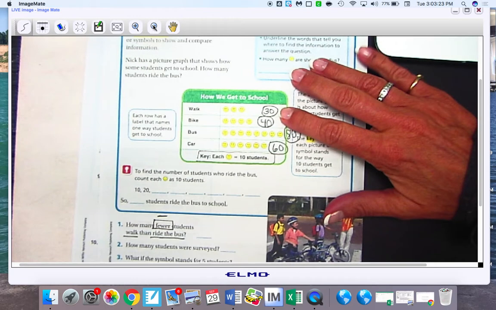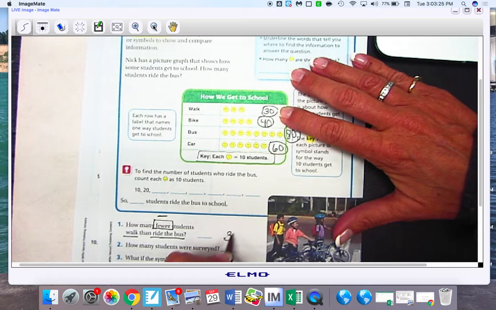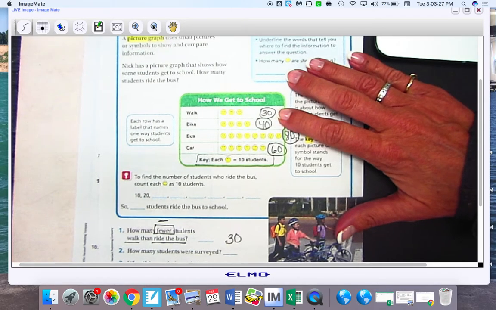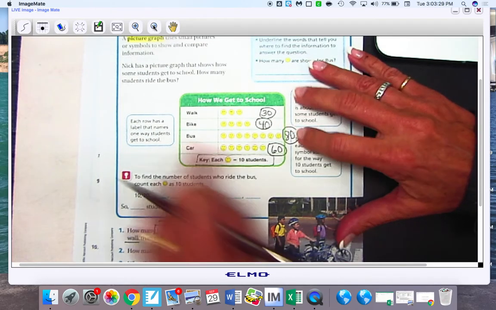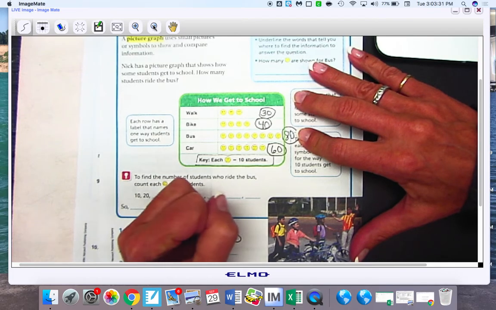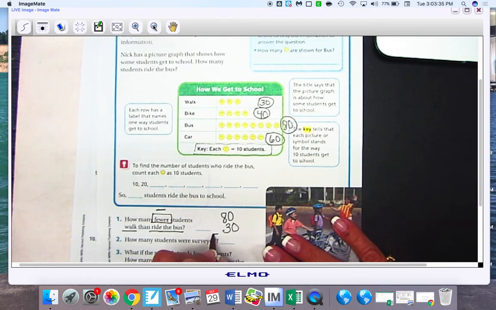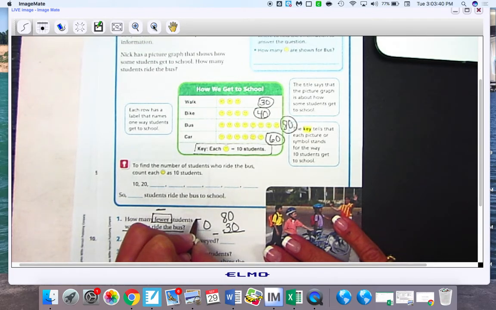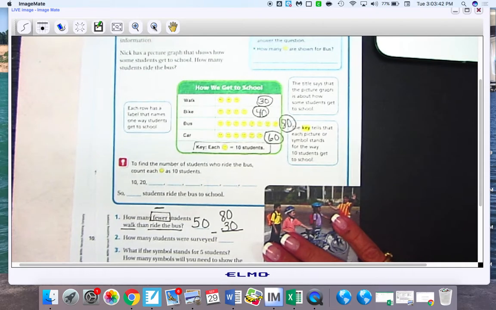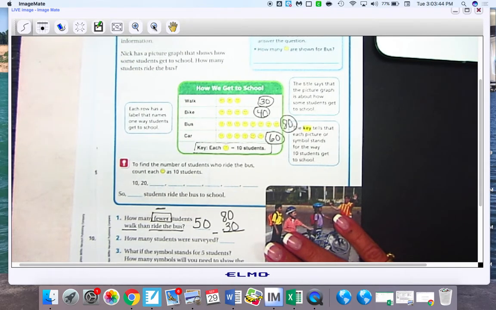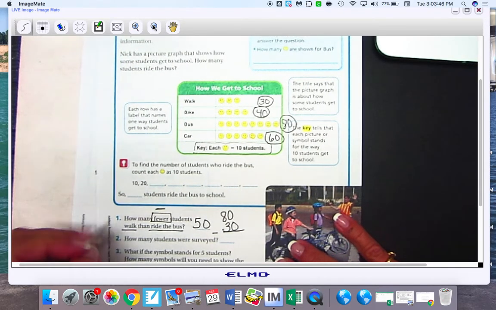All right, so I have 30 that walk. I have 80 that ride a bus. I need the bigger number on top because I'm subtracting. 80 minus 30, I'm kind of out of room, is 50. And then we're going to look at number 2 yet.